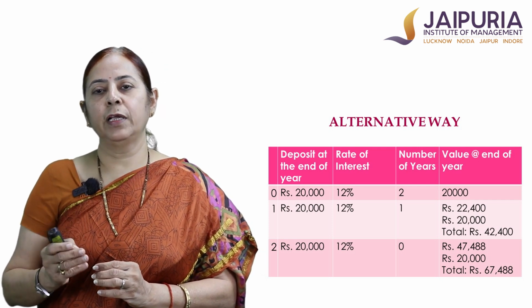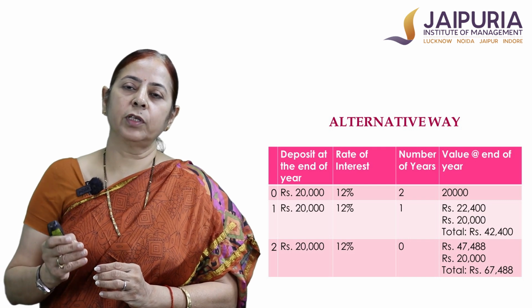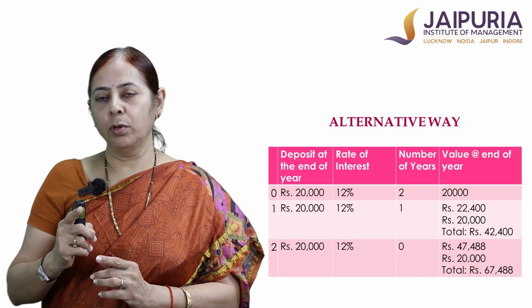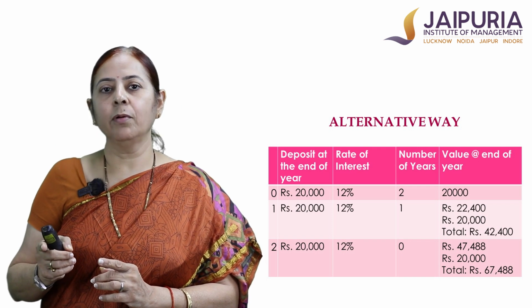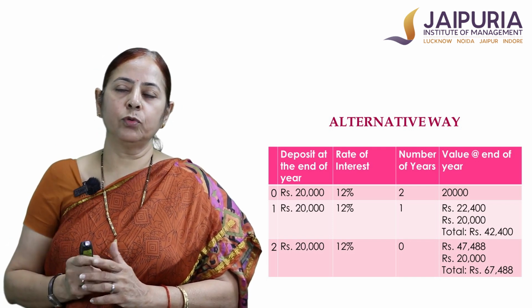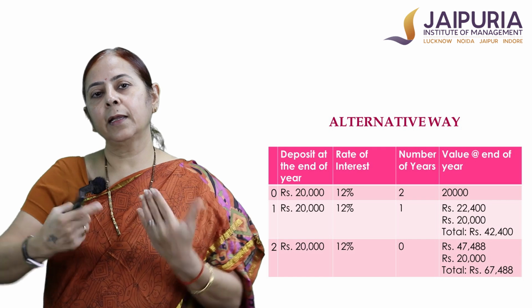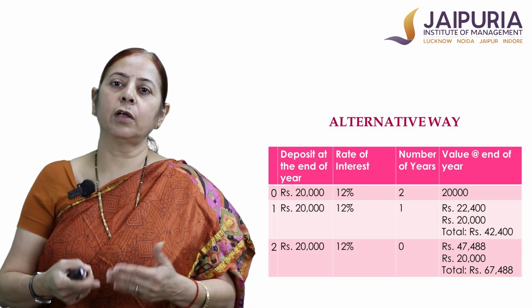So at the end of 1 year, what happens? This 20,000 has earned interest for 1 year as of now, because only 1 year has passed till now. And it becomes 22,400. And again at the end of 1 year, you are depositing 20,000 more.